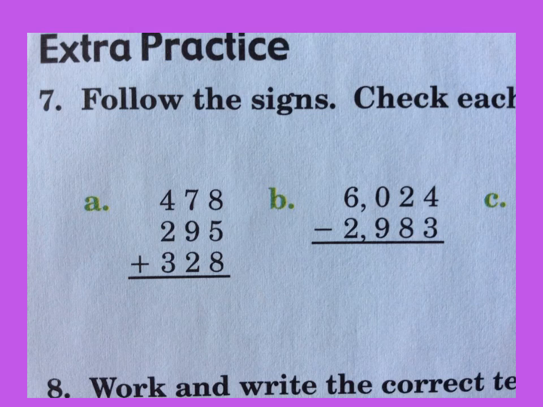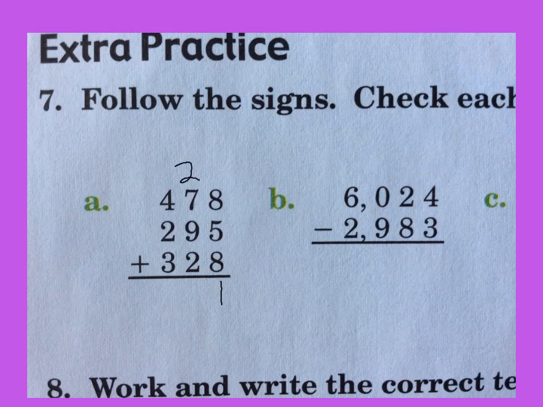Look at number 7. Number 7 tells us to check each problem. I want to review how to check it. So first we're looking at the addition problem. How to check an addition problem. Let's add it up. 8 plus 5 is 13. Plus 8 more would be 21. So put a 1 here, we'll carry the 2.